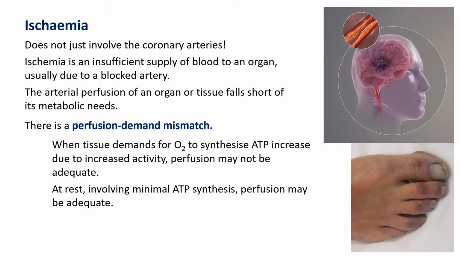So when tissue demands for oxygen, obviously in order to synthesize ATP, increase due to increased activity, we need more ATP, we need more oxygen. The perfusion may not be adequate for that increased demand. At rest we still need significant amounts of ATP, but we need less ATP, therefore we need less oxygen. Therefore, the perfusion that we're able to achieve around this blockage may be enough that we don't have a problem.